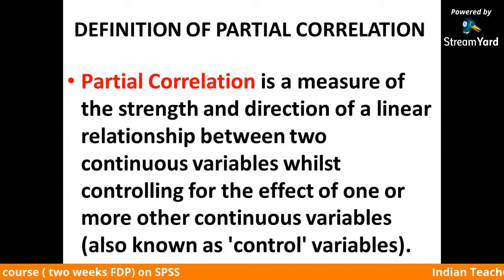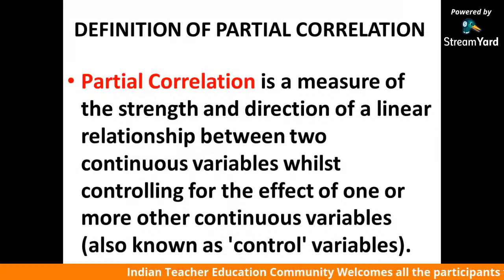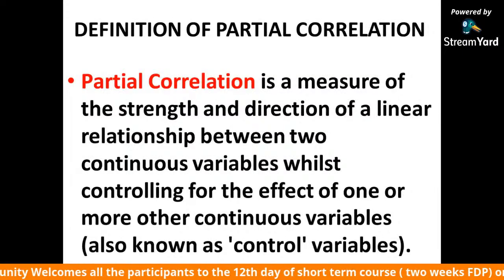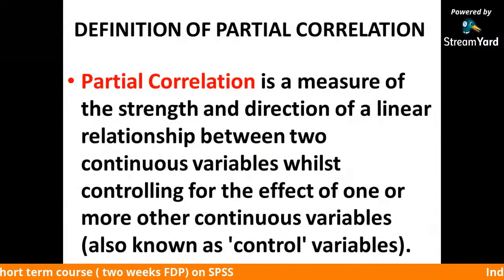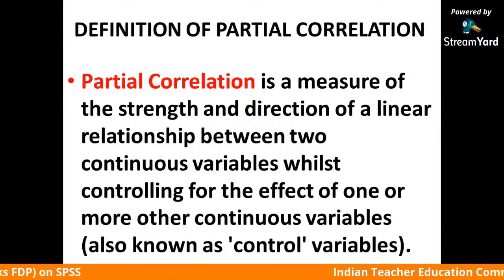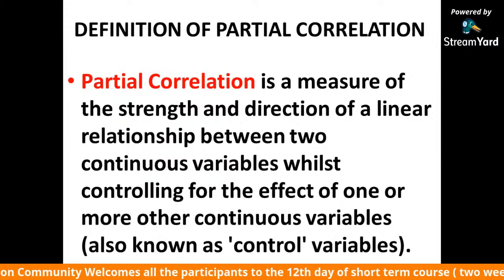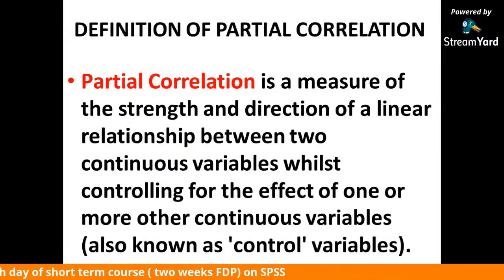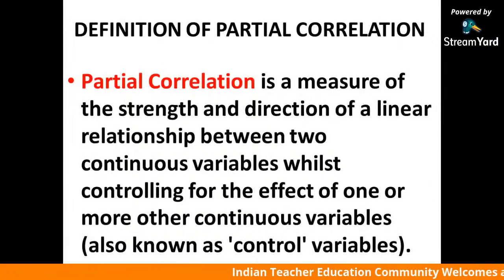So if I take, for example, my popular variable achievement, reasoning, and study habit. Now you know that achievement is related with reasoning. Achievement is also related with study habit. So if I find the correlation between reasoning and study habit, it may come out to be significant. Why? Because the achievement I have not taken out, it is there.